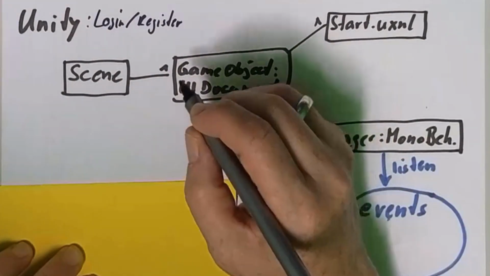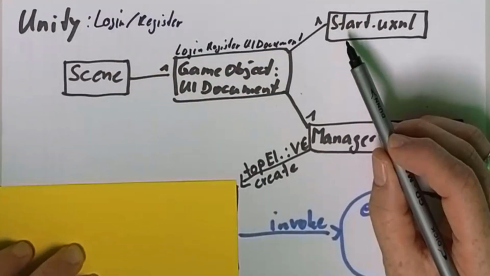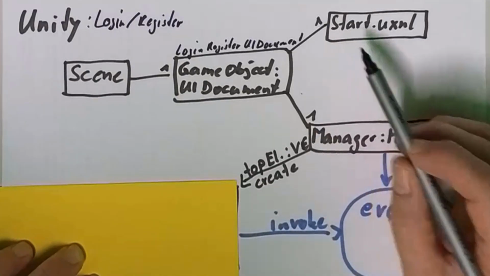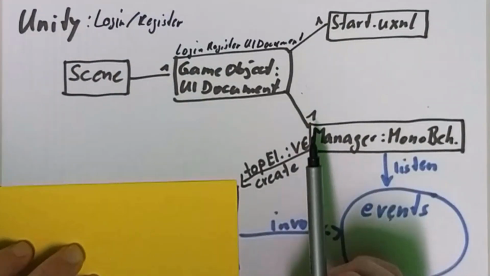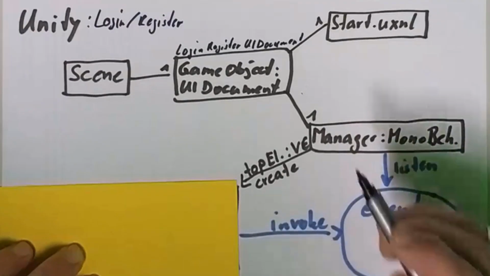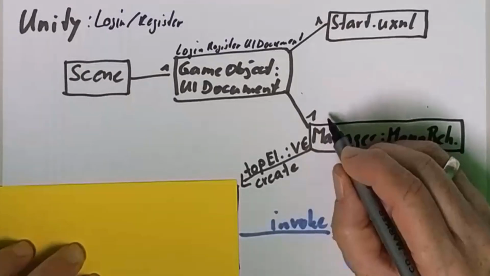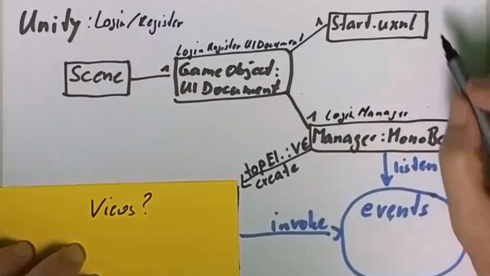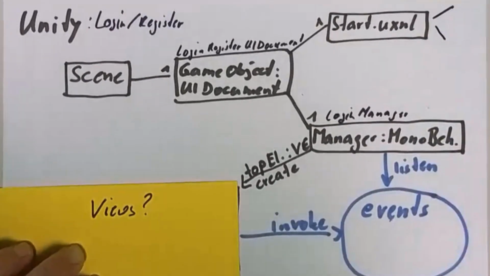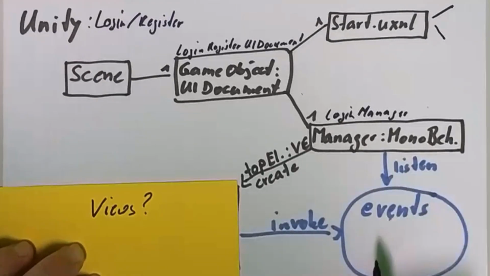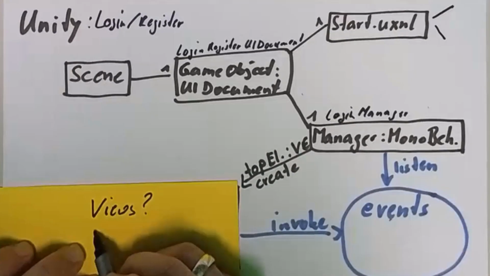This we will call login register UIDocument. Attached to this, there is one UXML file we call start.uxml. And attached to this, there is one manager extending MonoBehavior, which we call LoginManager. Now we have to discuss which views we need, meaning how to split up this start.uxml in different parts, and which events we need so that the view and the manager may communicate with each other.